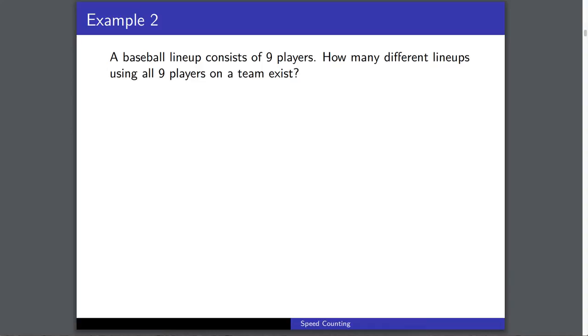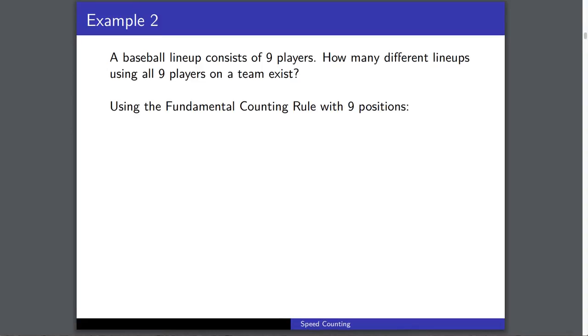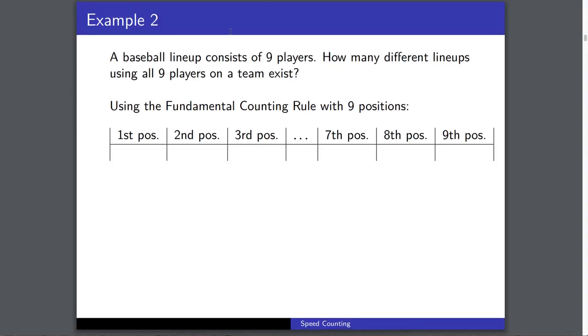So let's say we only have a team with 9 players on it, a baseball team, which hopefully nobody gets sick or injured or has to miss a game for whatever reason. But just for this problem, we have 9 players and we have 9 positions to assign those players. Well, using our fundamental counting rule with 9 positions, let's say the first position is a pitcher, second maybe catcher, first, second, third base, and then the shortstop and the outfield positions. So for the first position on the team, we have 9 total players available to choose from.